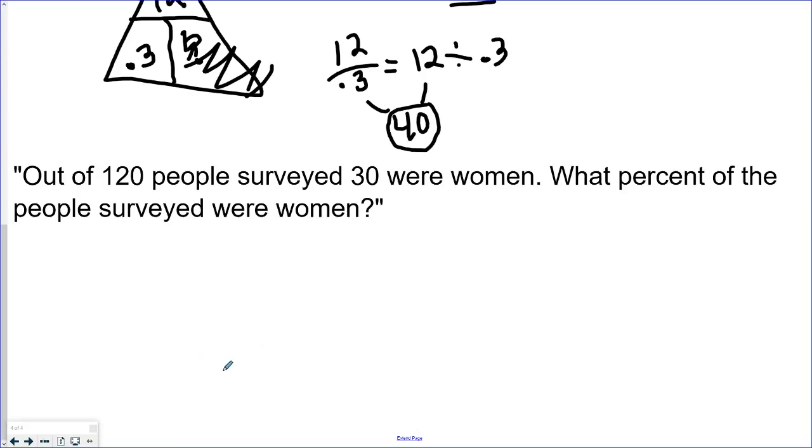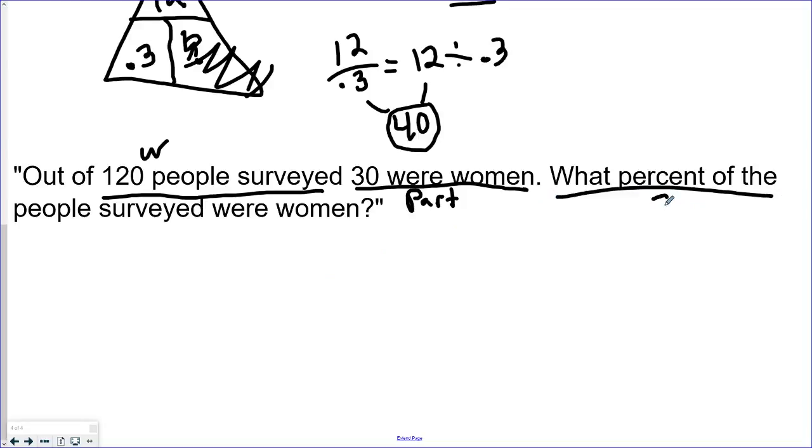So what about this last one here? 120 people surveyed, 30 were women. What percent surveyed were women? Well, 120 people surveyed, that's everybody, men and women. So this is my whole, 120 people total. 30 were women. This is the special piece. This is my part. 30 were women. Not everybody, but 30 physical people were women. What percent were women? So I don't know my percentage.